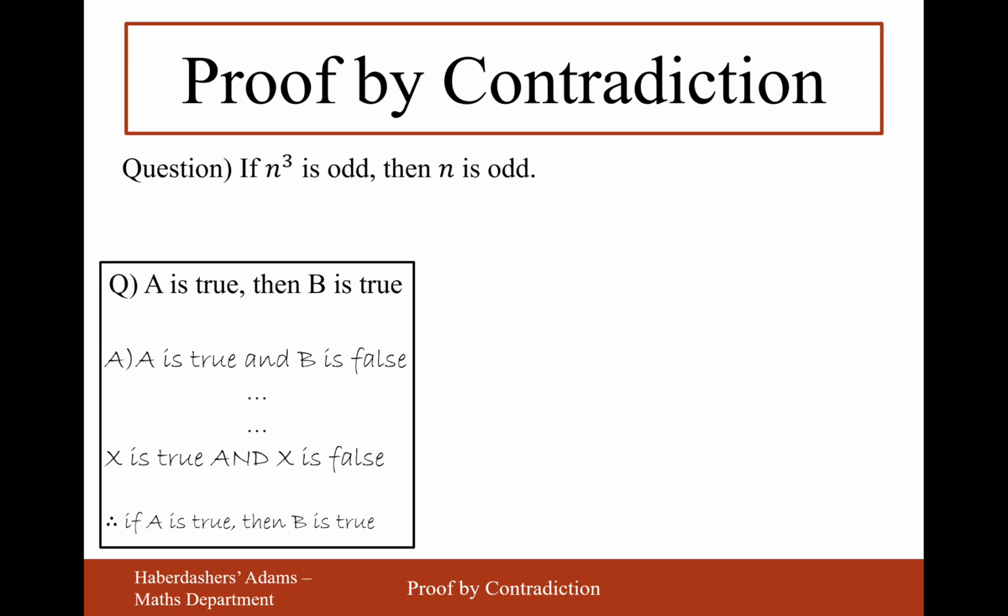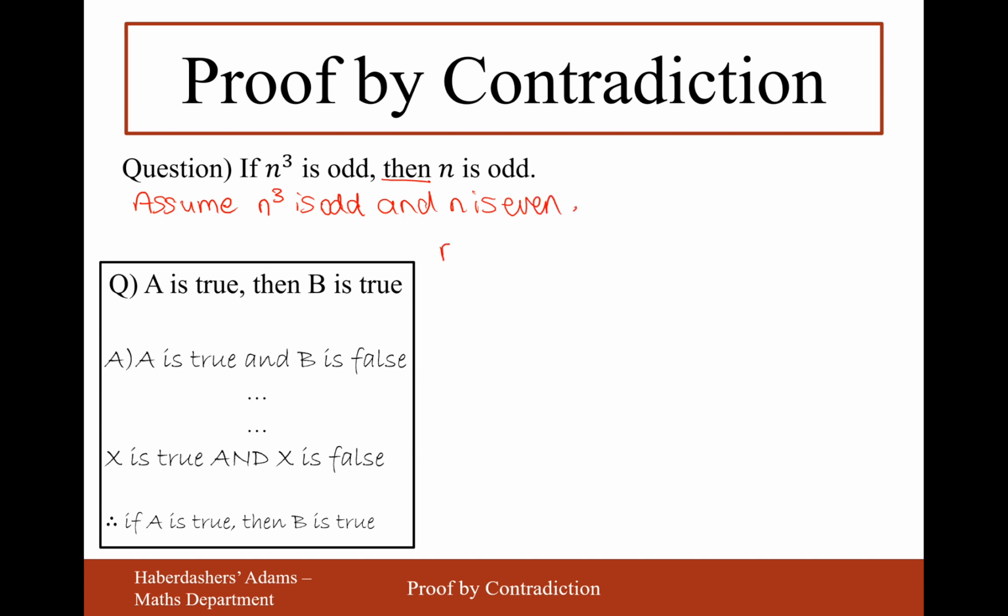Okay, so let's move on to the next one. So if n cubed is odd, then n is odd. So once again, we'll do the assumption. So assume the first part remains true, so n cubed is odd. And then when you get to the word then, you negate everything past then. So and n is even.